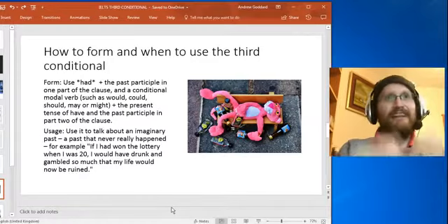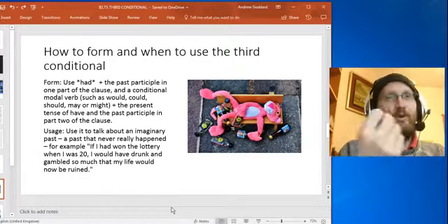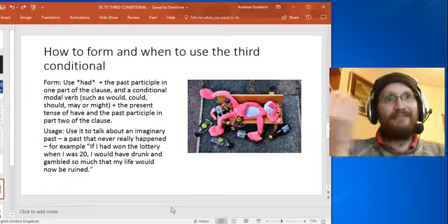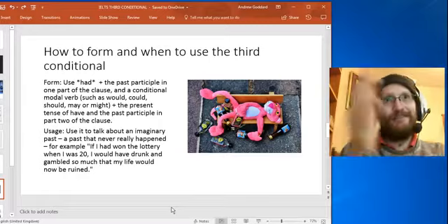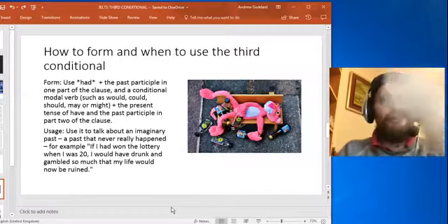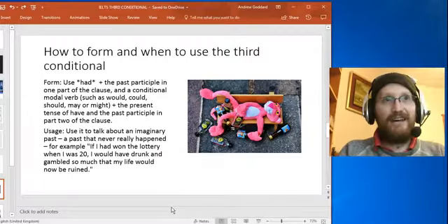For example, if I had won the lottery, or if I'd won the lottery when I was 20, I would have drunk, or I'd have drunk and gambled so much that my life would now be ruined, just like our poor Pink Panther on the screen there.